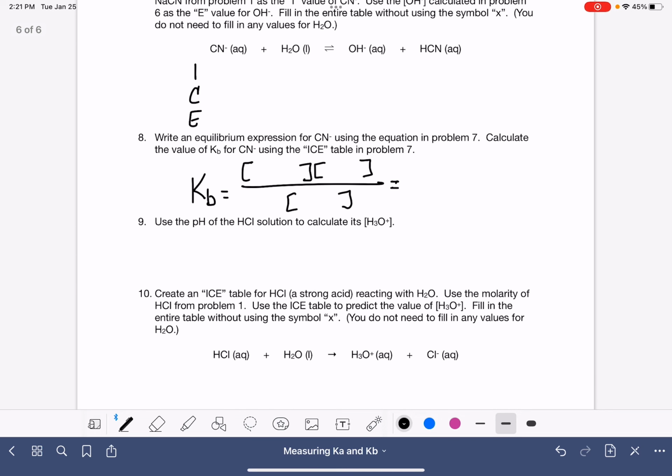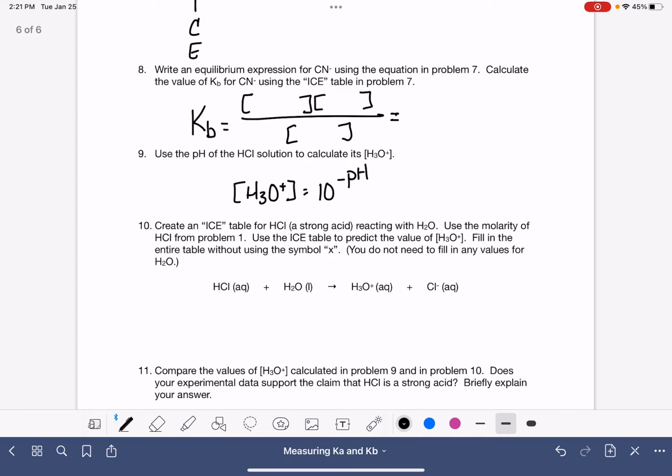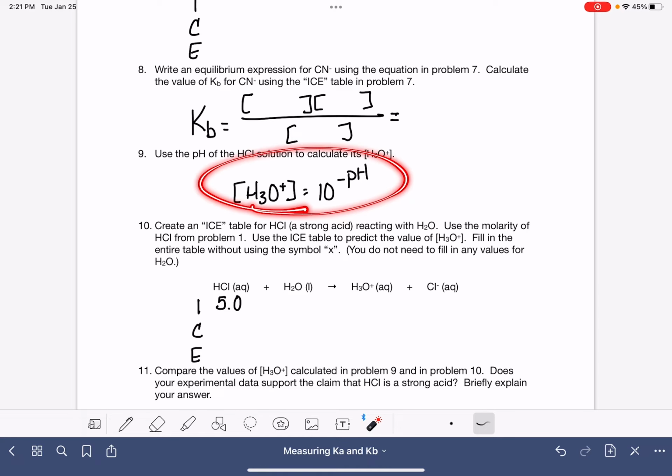Now for the third part, the HCl solution, this one's going to be a little bit different. You are going to use the pH to calculate the hydronium ion concentration, 10 to the negative pH. Then you are going to create an ice table. And in this ice table, we're going to start by filling in the initial molarity of HCl. Let's just say that it's 5. And we're going to use the ice table to predict the value of H3O plus. So we're not going to do what we did in the previous problems where we took this number and plugged it in down here. Instead, we're going to use the ice table because this is a strong acid.